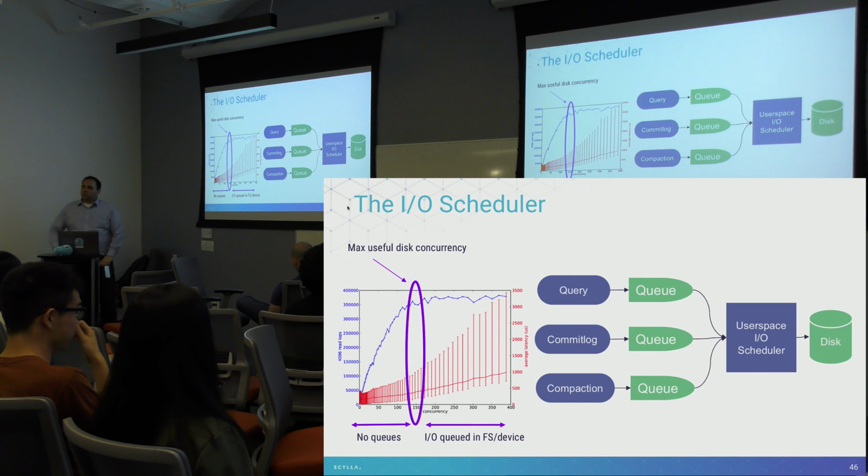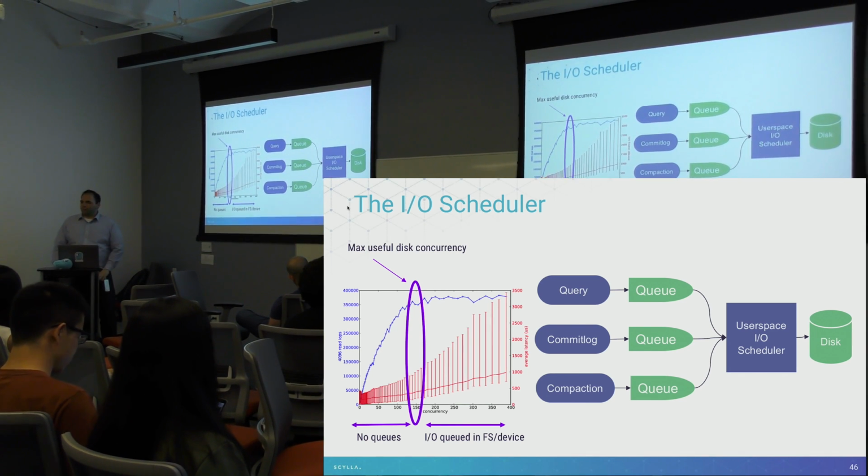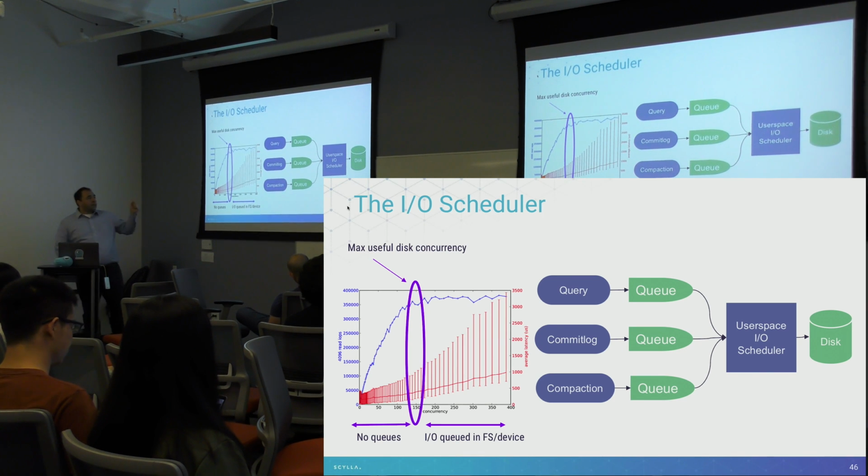So what we do instead is that before you start Scylla, we're going to benchmark your disks, and we're going to find that point. So we're going to know what that point is. And we know that it's useless to send requests after that point. They're going to get queued in the device anyway. And if they get queued in the device, I would rather queue them than the device. Why? Because if I queue them, I can tag them. And I can say, this is a query request and this is a compaction request.